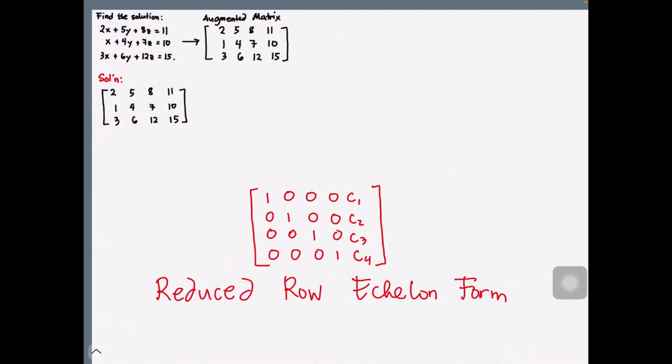Observe that if we have this form, it's easy for us to identify the values for our given variables. In this case, knowing that the first column would be for the variable x sub 1, the second column would be x sub 2, third would be x sub 3, and fourth would be x sub 4, it's easy for us to transform this back to the given linear system and have the corresponding values for the given variables.